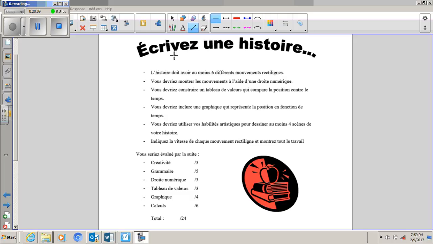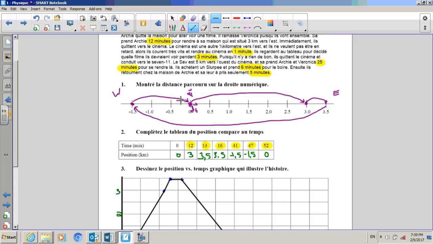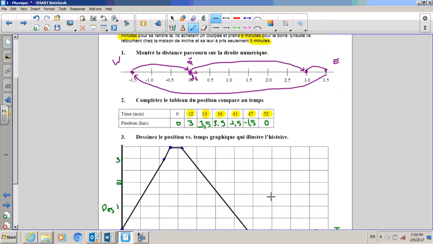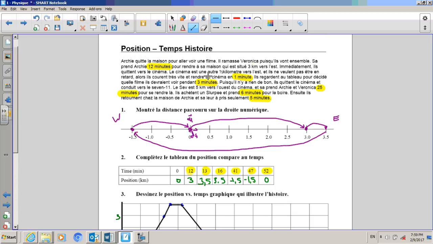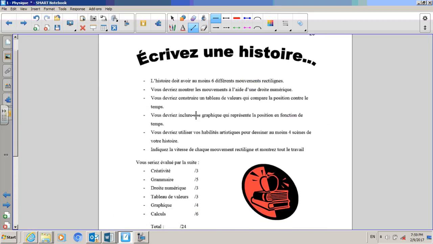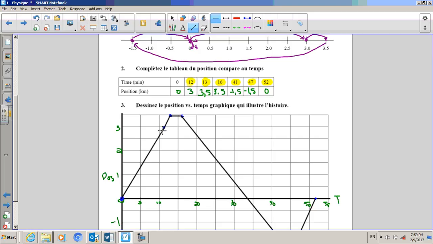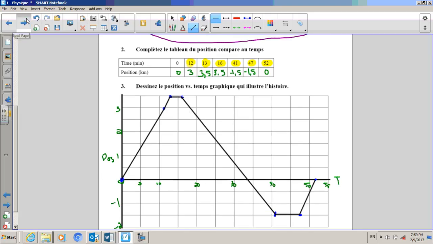Okay, so the teacher is going to hand out a big sheet of paper, and it's going to be laid out exactly the way that this sheet was laid out. You're going to have a droite numérique, a tableau, and then a graphic, and then a spot at the top for story. So here's how your story is going to look, or the criteria. Your story has to have at least 6 different movements. So if you look at mine, I had 1, 2, 3, 4, 5, 6. And now a pause or a rest in the story does count as a movement.